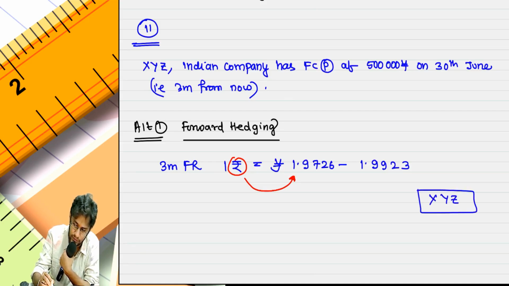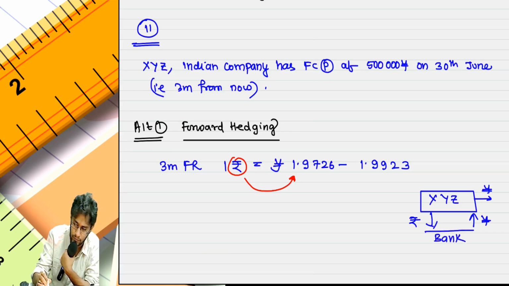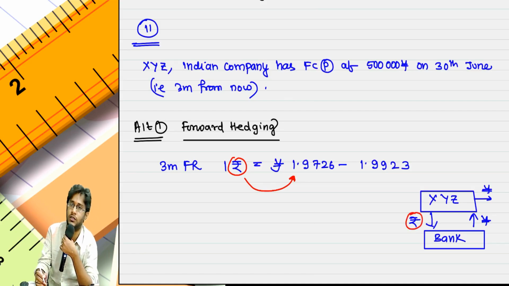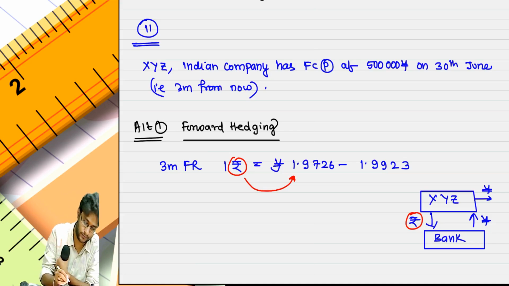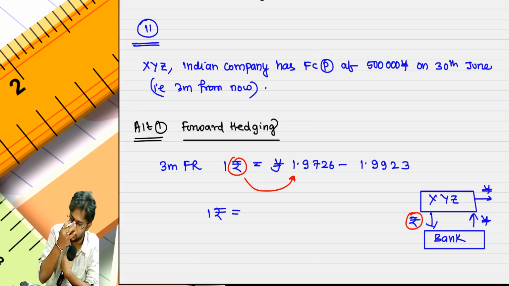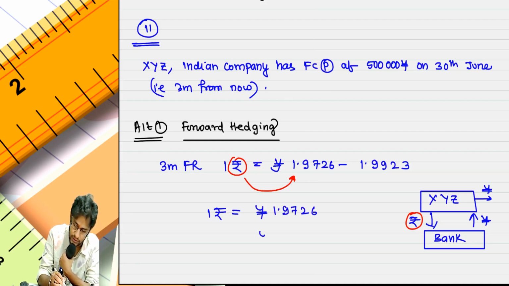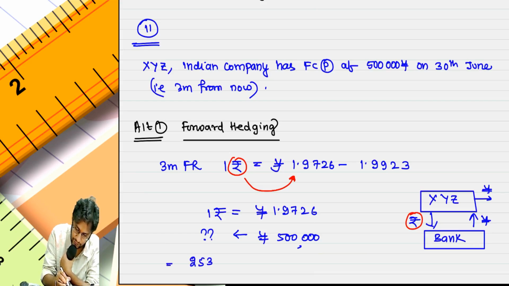So XYZ has an obligation to pay yen. They will have to buy yen by giving rupees to the bank. Quotation is given for rupee. You must think what the bank is doing with the market currency. Bank is buying, so bid rate. 1 rupee is equal to yen 1.9726. How many yen is this? 5 lakhs yen, so proportionately it works out to 470.